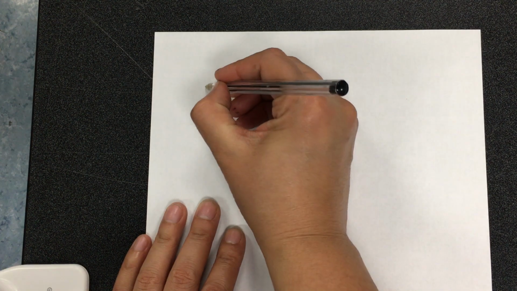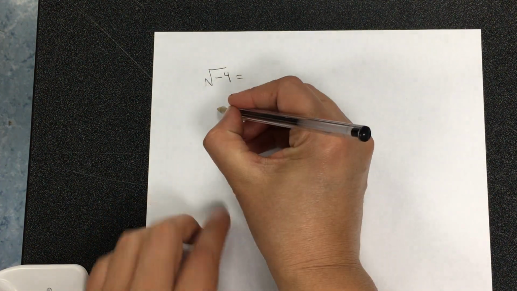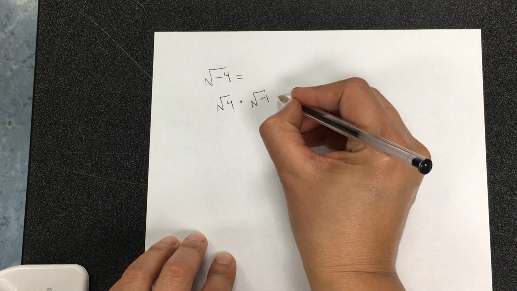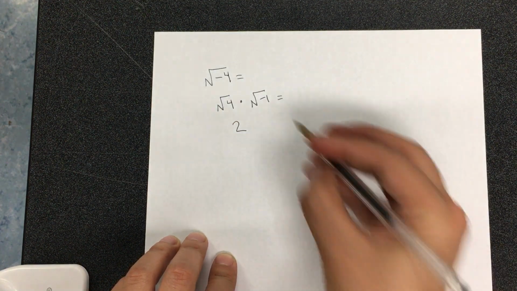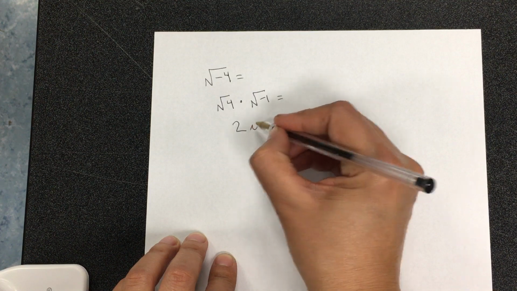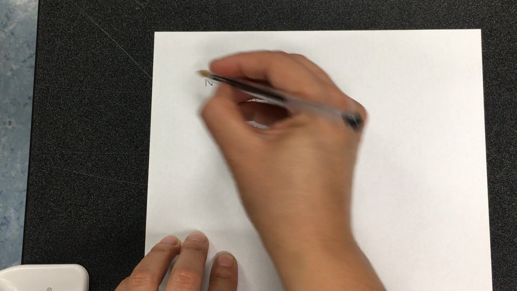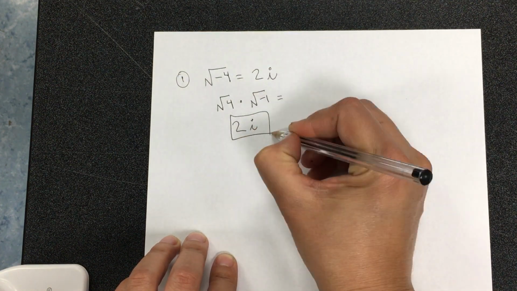Okay, so let's begin with very simple examples. If we have the square root of -4, this is like saying the square root of 4 times the square root of -1. For the square root of 4, we already know that is 2, but the square root of -1 is the imaginary number. So my answer for the square root of -4 is 2i. Okay, that's the answer.